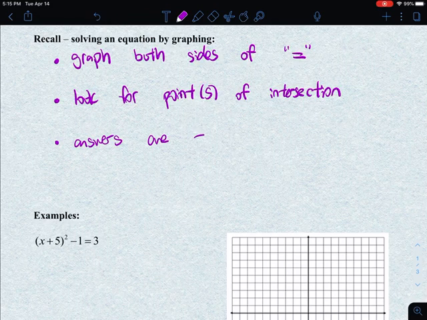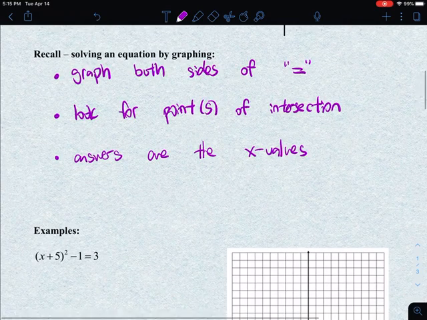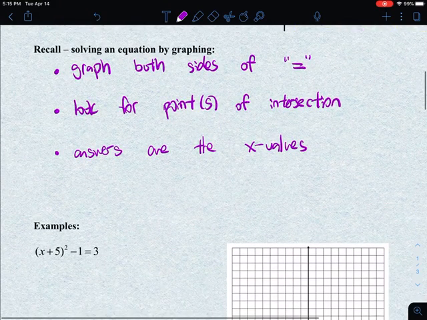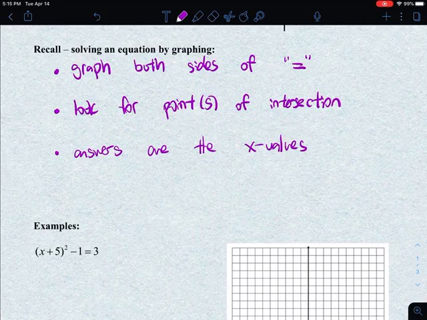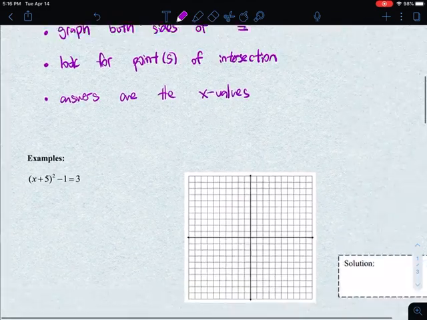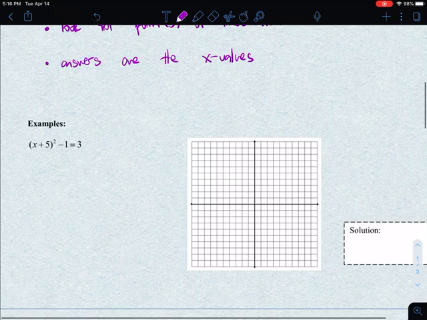And then our answers are the x values. So again, we don't care about the y values. All we care about is the x. Okay, so those were the steps, if you remember from before. So let's go ahead and take a look at some examples.